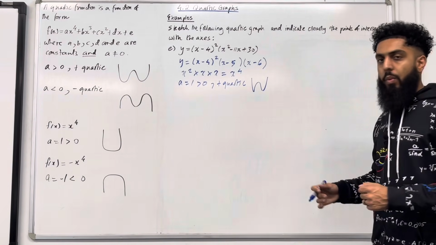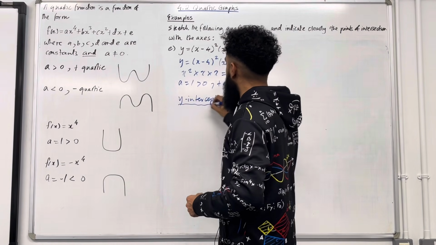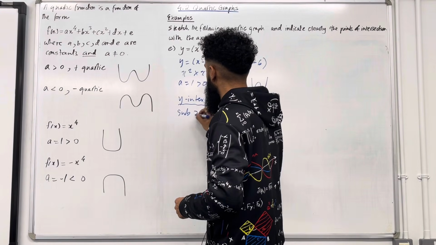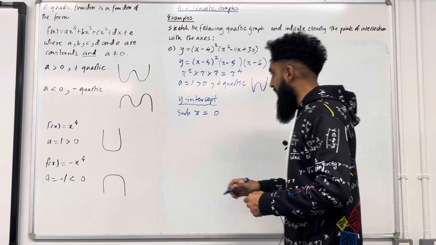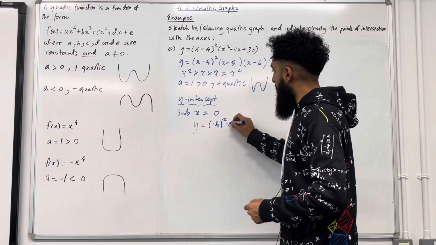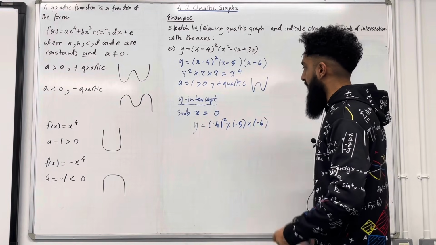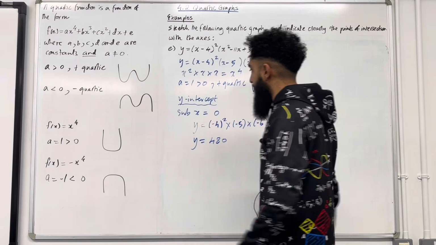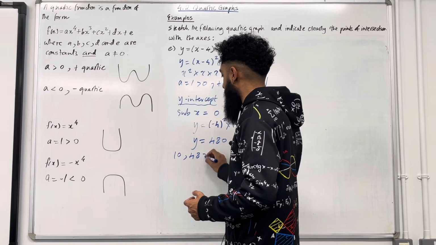And now I'm going to work out the y-intercept. To find the y-intercept, I need to substitute x equals 0. So I'm replacing the x's in the equation with 0. If I do this, I get y equal minus 4 squared multiplied by minus 5 multiplied by minus 6. So if I multiply this, I get y equal 480. So my y-intercept, ladies and gents, is 0, 480.